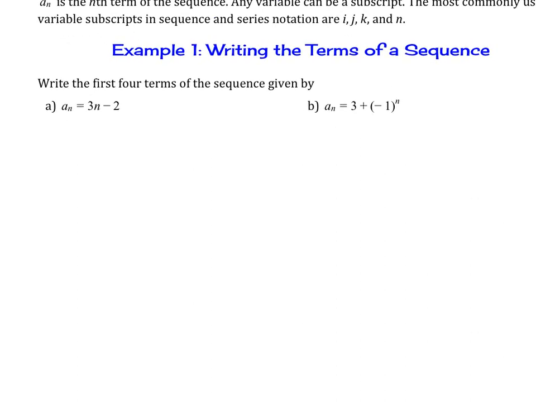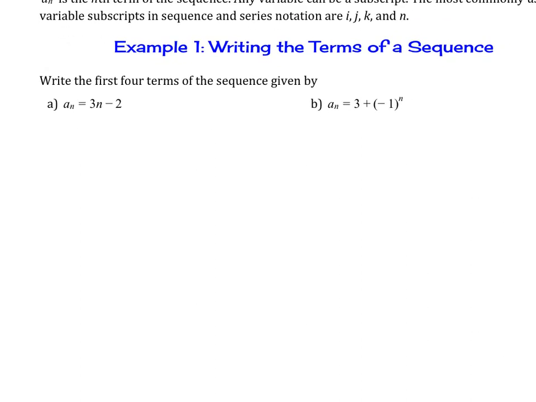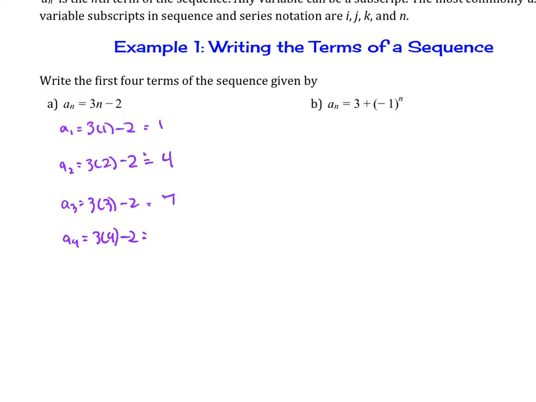So first, let's just get a little bit of practice writing the terms of a sequence. We're going to write the first 4 terms of the sequence given by a sub n equals 3n minus 2. So the first term, a sub 1 equals 3 times 1 minus 2. It really helps in figuring out what you're plugging in. So you're plugging in the 1 for n. In this case, we're plugging in 2 for n, 3 for n, and then 4 for n. Therefore, this is 3 minus 2, which is 1, 6 minus 2, which is 4, 9 minus 2, which is 7, and 12 minus 2, which is 10.